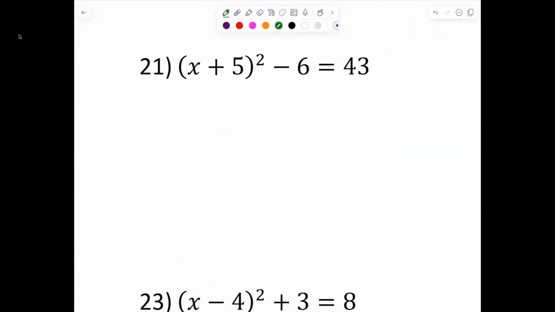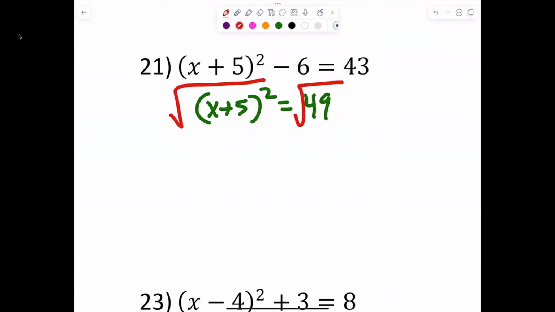All right. What do I need to do first? Add 6. That is correct. So everybody's going to write down x plus 5 squared equals what? 49. Now what do I need to do? Take the square root. That is correct. So x plus 5 equals, what's the square root of 49? Nope. What is it? Plus or minus 7. Everybody needs to do that, please. Plus or minus 7. Now I move the 5 over.